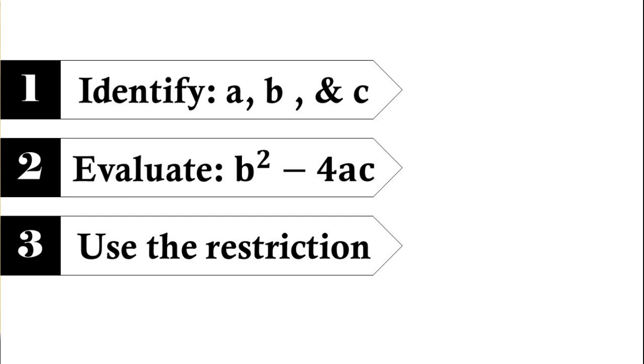So meron akong tatlong step na ituturo sa inyo para madali nating ma-identify kung ilan ang roots na meron tayo sa isang quadratic equation, at kung anong type ng solution. Unang step, you have to identify the a, b, and c. Yun ang mga coefficient ng ating quadratic equation. Pangalawa, you have to use the discriminant formula, b squared minus 4ac, and then we will evaluate that formula. Yung pangatlo, at huling step, identify natin kung ito ba ay greater than 0, equal to 0, o less than 0. Tsaka tayo mag-decide kung ano bang klase ng solution or roots meron tayo dito sa equation.